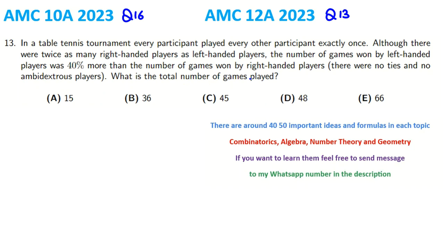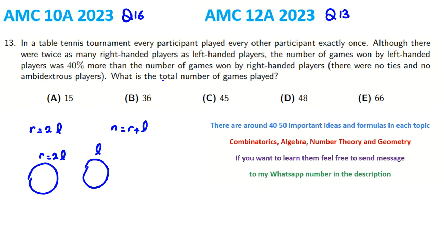Okay. So here, it says there were twice as many right-handed as left-handed. So R equals 2L. We can say R is 2L and the number of left-handed is L. And N is R plus L, the number of players. What is the total number of games played? It will be N choose 2, because each two players play exactly once.